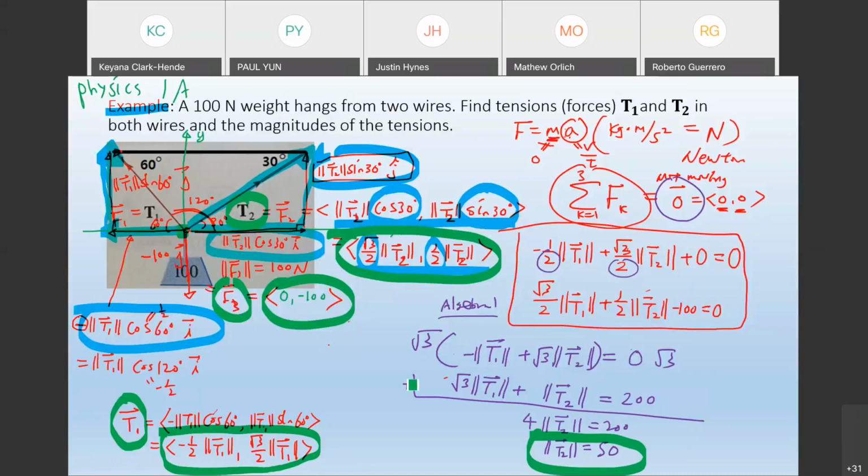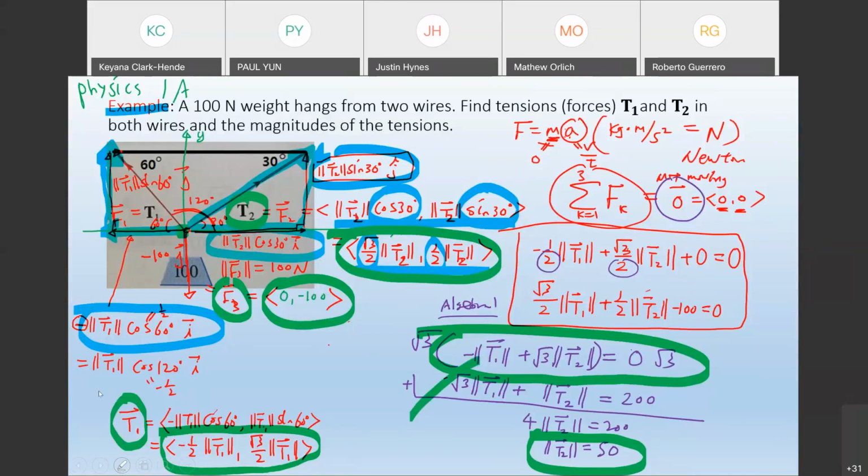How about this? Can I just plug in here? Yes. So what does T1 say? Saving time. T1, this is 0. So what's the answer here? 50 radical 3 newtons. And this is in newtons.